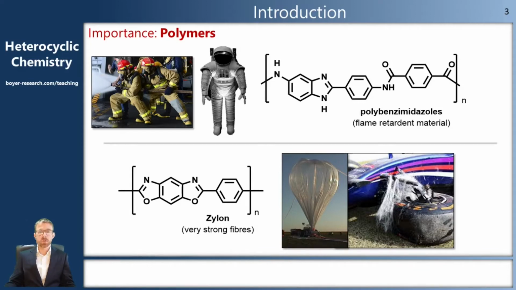Outside of the lab, we can find heterocycles in some of the most important and sophisticated modern polymers. Polybenzimidazoles make up a fire retardant material which is useful for firefighting and in the extreme conditions of space. Zylon is a polybenzimidazole molecule that is the lightest and strongest fibre known to man, and this can be used for things like weather balloons and for the tethers in the wheels of Formula 1 cars.